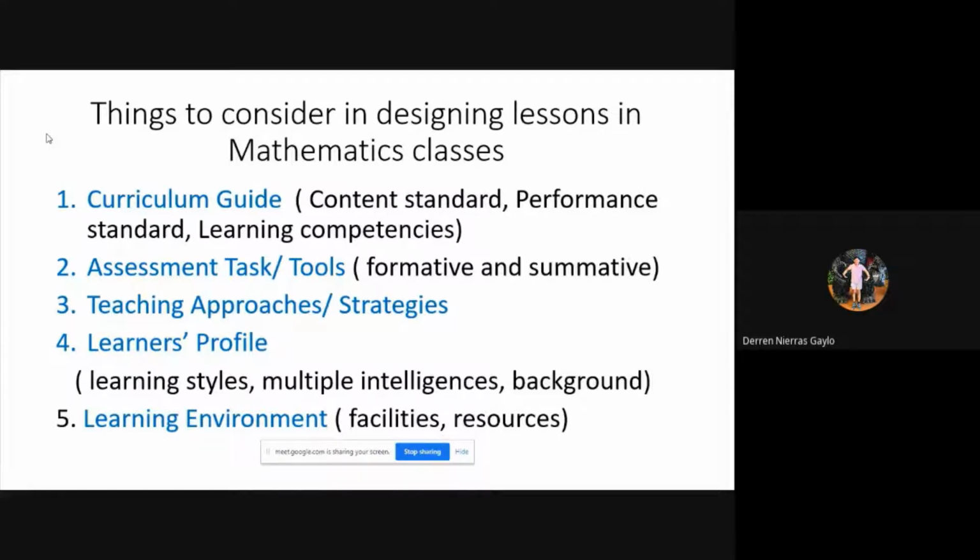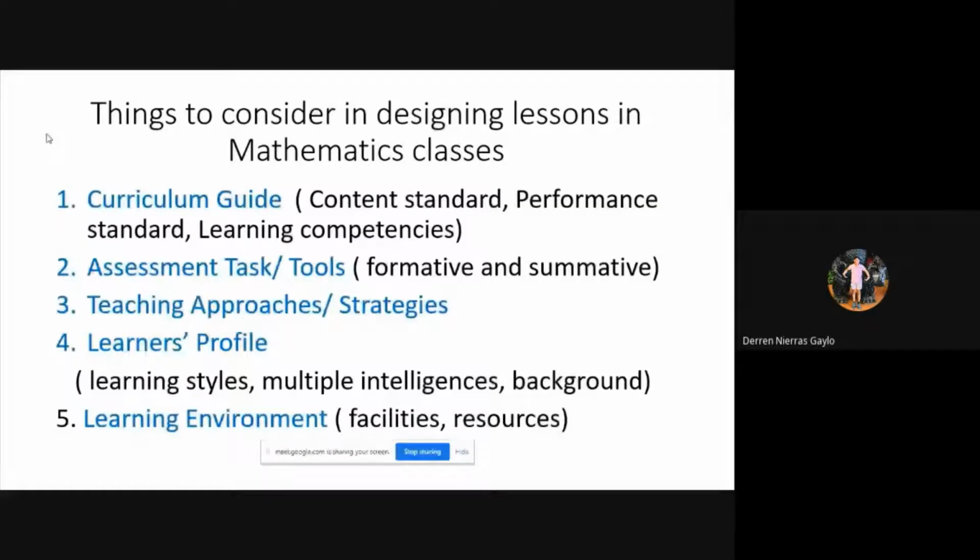There are a lot of approaches and strategies already available in the internet. So you can just look for the most appropriate one. In number four, learner's profile. So you need to look into the learner's learning styles. It could be visual, auditory, tactile, or kinesthetic. You could also look into the multiple intelligences. So kindly consider Gardner's nine multiple intelligences, and then the background of the learners, their profile.